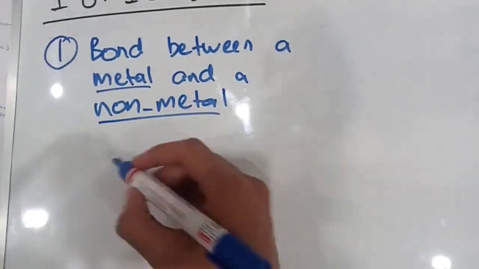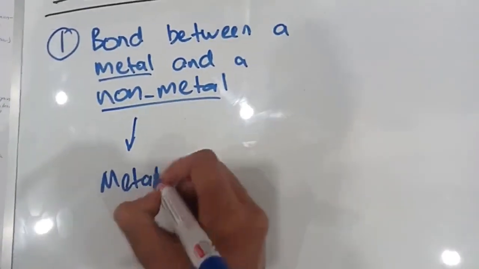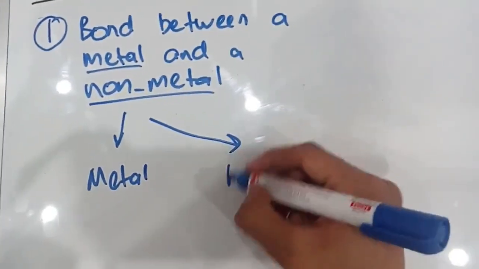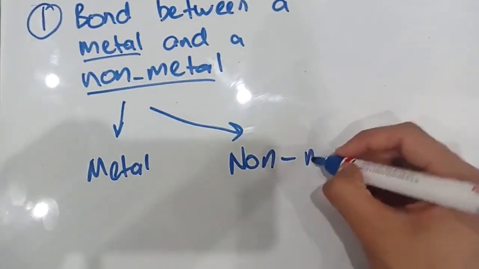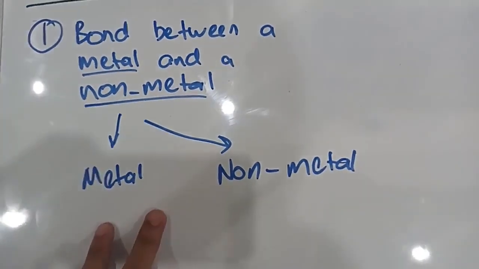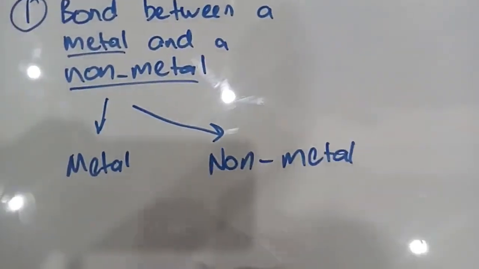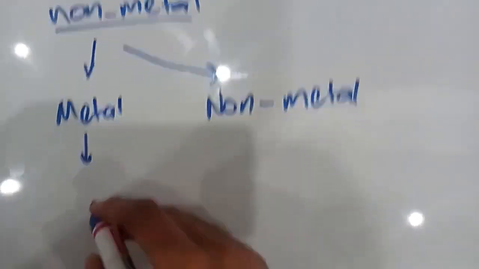So let's study this more closely. Okay, let's take a look at metal. And remember, it's always a bond between a metal and a non-metal, nothing else. It can't be a bond between two non-metals, and it can't be a bond between two metals. There has to be one metal and one non-metal. Okay, so let's take a look at metals first.